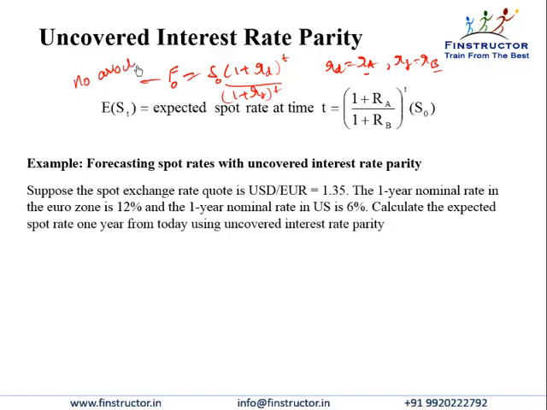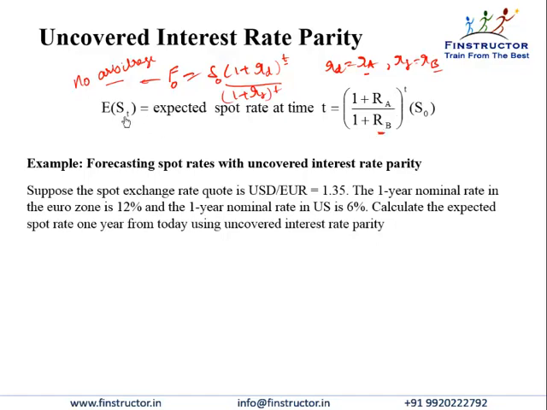It was covered because it was a no arbitrage relationship, and we even studied how to exploit the arbitrage if F was anything different from this number. The uncovered interest rate parity tries to say that the expected spot rate at the time t in the future is also equal to the same number, that is (1 plus RA) upon (1 plus RB) to the power t. Please note, this is uncovered because there is no bounding condition or no arbitrage condition which forces this to happen.